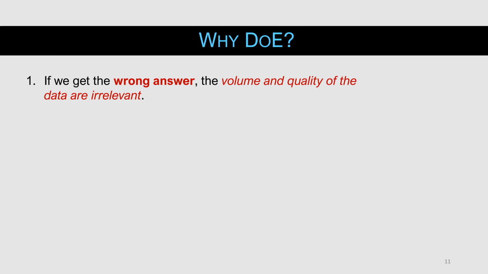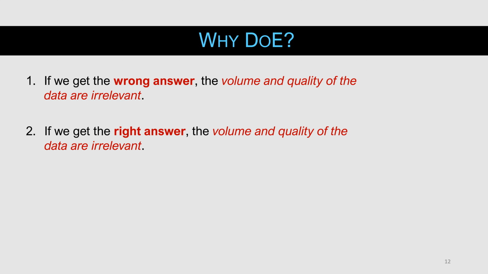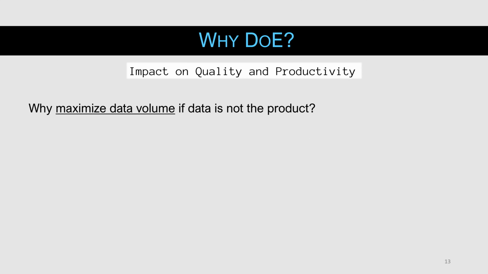Now, this means 2 things. If we get the wrong answer, the volume and quality of the data is irrelevant. Also, if we get the right answer, the volume and quality of the data are irrelevant. So all notions of quality and productivity change when we recognize that knowledge is our product and not data. Let's talk about the impact on quality and productivity.